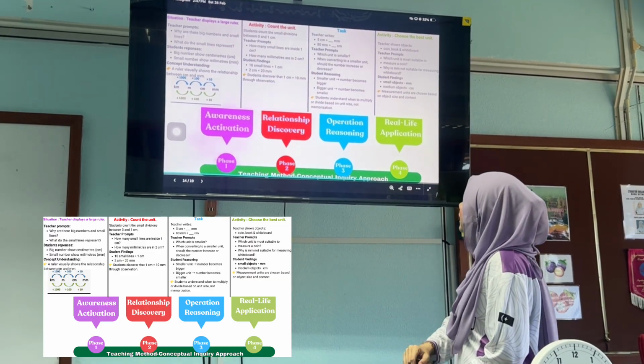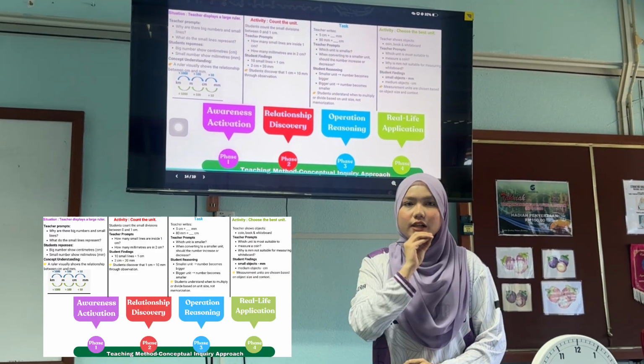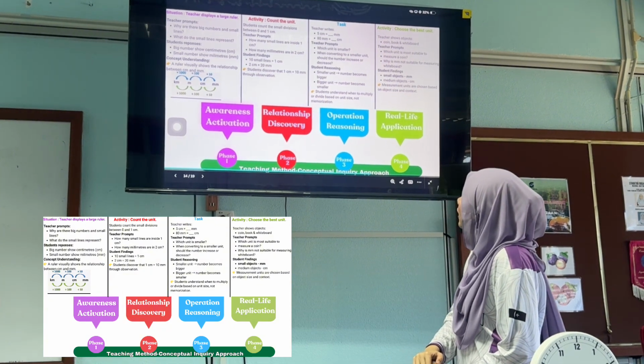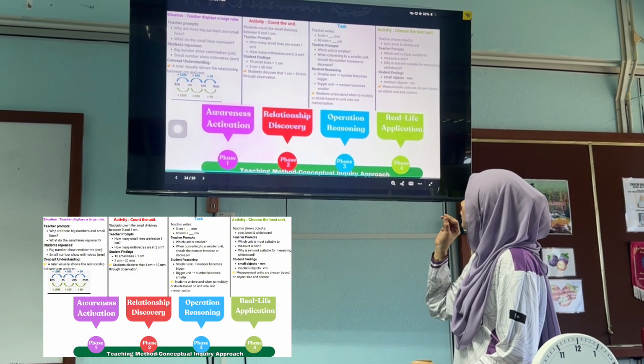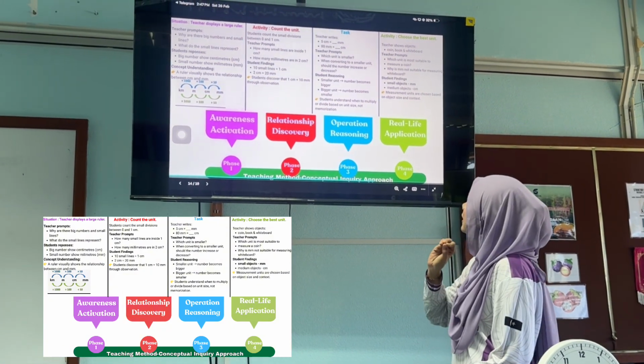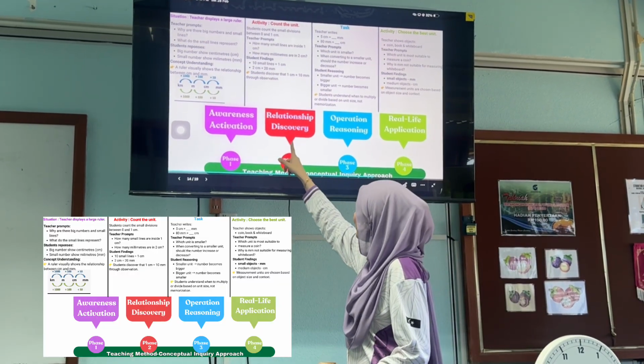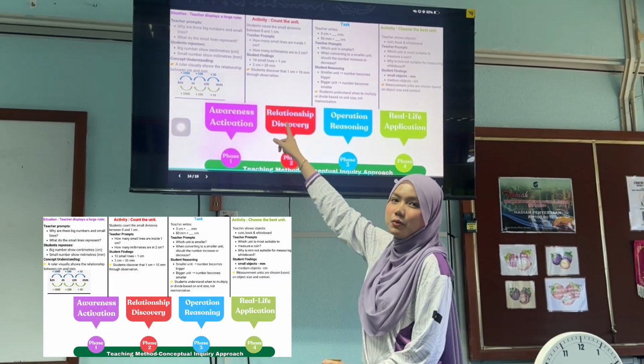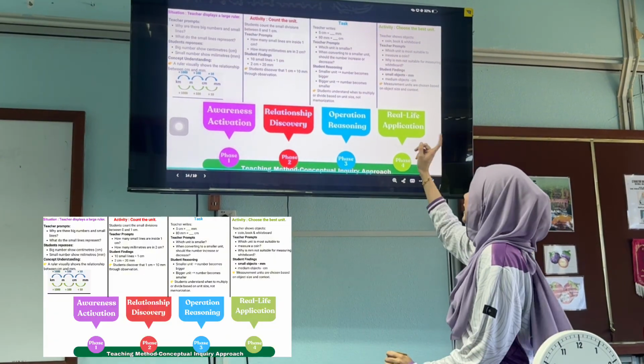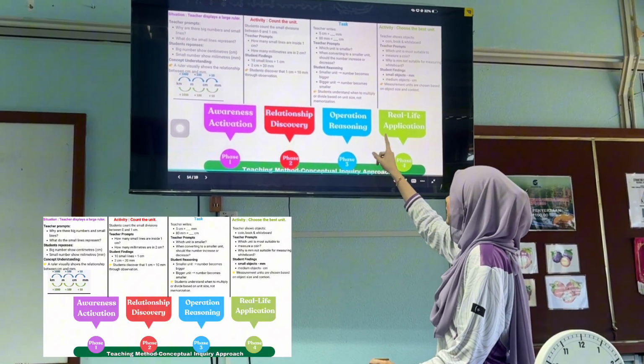Now we go for which unit is smaller. When converting to a smaller unit, should the number increase or decrease? Okay, first is the relationship discovery activity, counting the unit. And then we go to phase 3, the operation reasoning task.